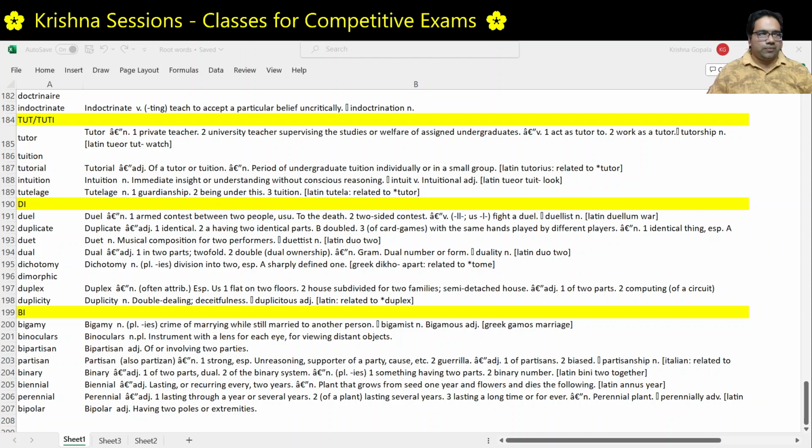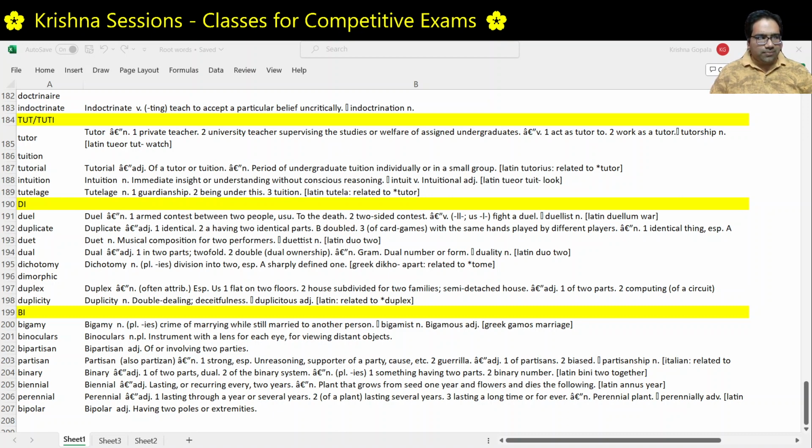Right. Next, let's go to some other root word, which is die. Die means two. What is a duel? A duel is a contest between two people. It's kind of a formal fight with weapons, when two people are involved. To challenge someone to a duel. The debate rapidly descended into a verbal duel. So duel is that thing.